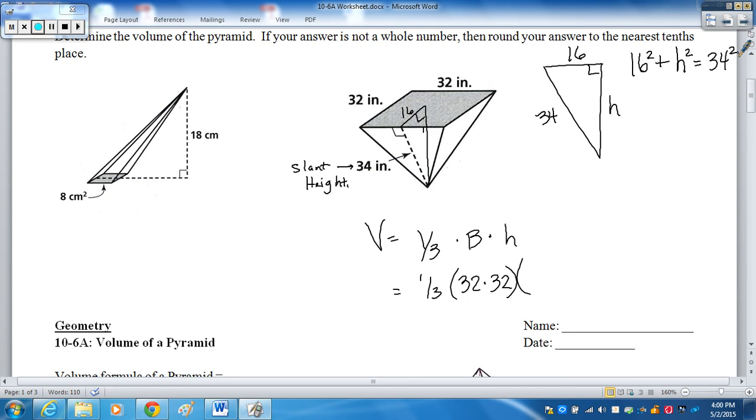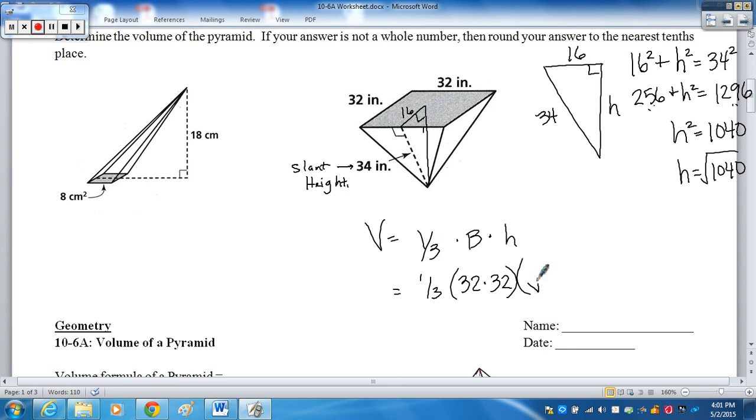Okay? Now from there, if you go ahead and work things out, we know 16 squared is 256. I know 34 squared is greater than 900, so 1296 is what I've written down. And then subtract those two, okay? You get 1040, and then the square root of 1040 will be the length of the height. Now, I don't have to go any further than that if we're going to round to the nearest tenth place. If it was simplest radical form, you'd want to go ahead and simplify that.